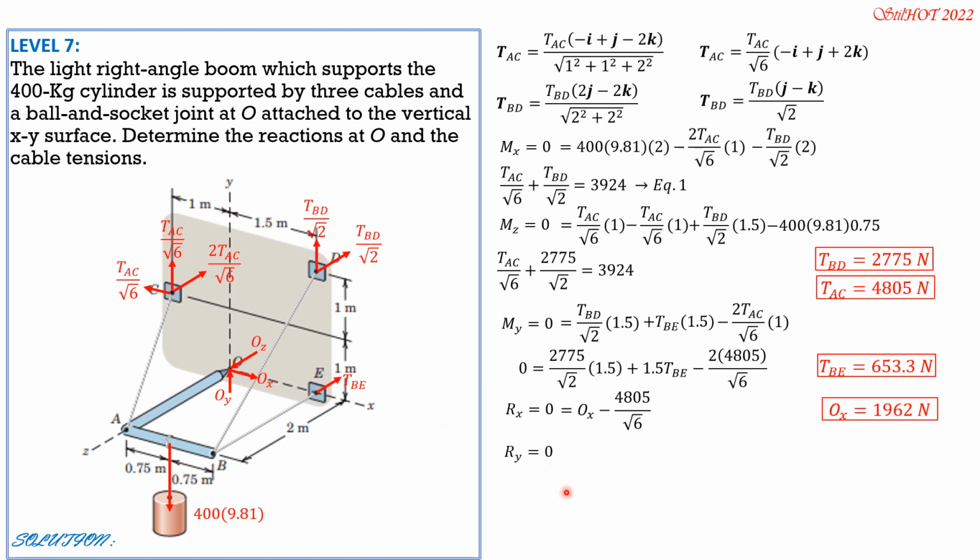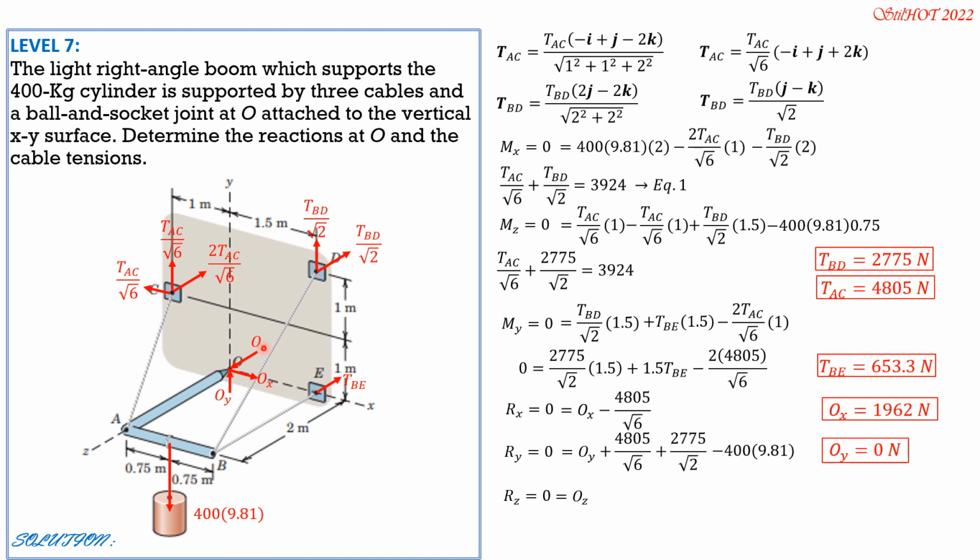Fy equals 0. So OY plus tension AC, which is 4805 over square root of 6, plus tension BD over square root of 2, 2775 over square root of 2, minus 400 times 9.81. So OY is 0. And Fz equals 0.